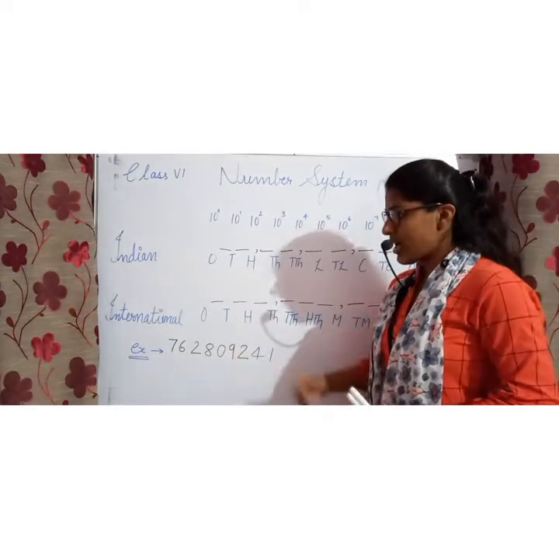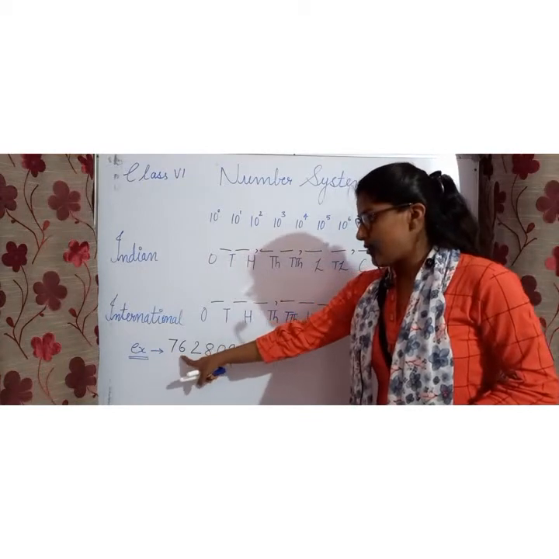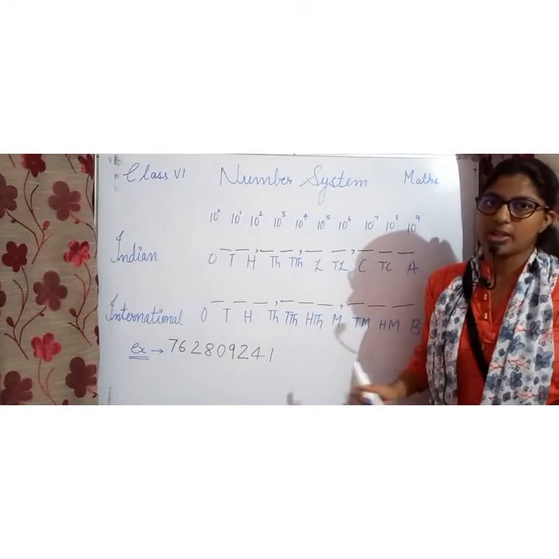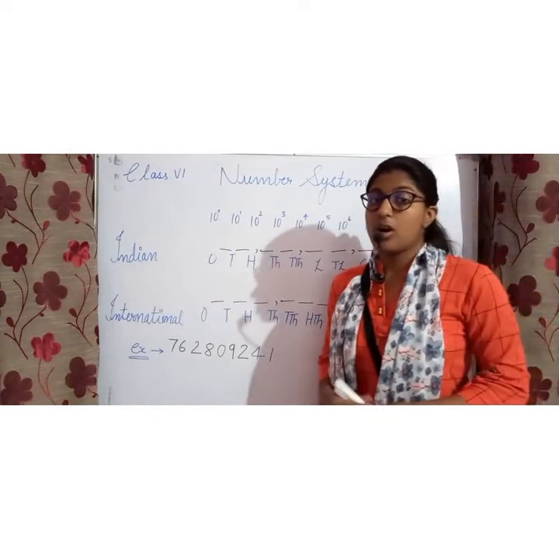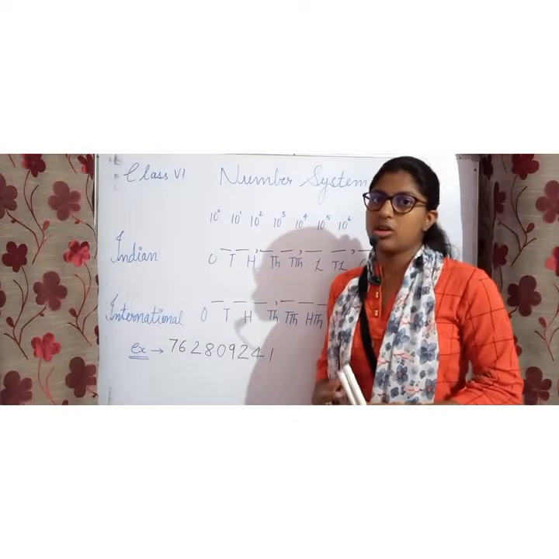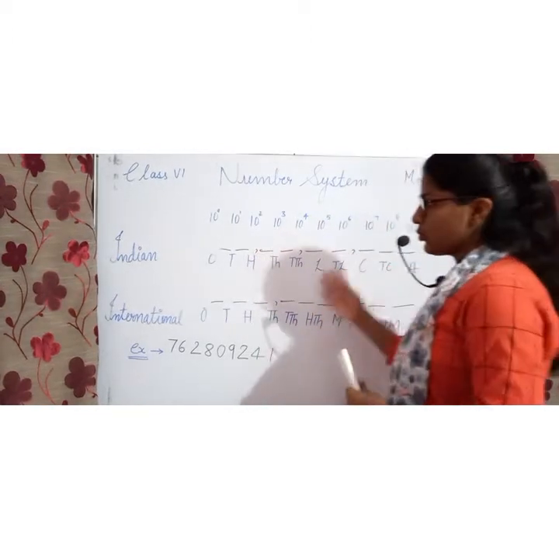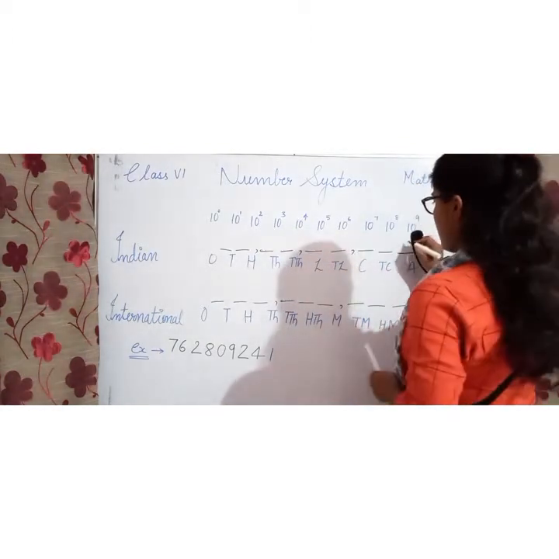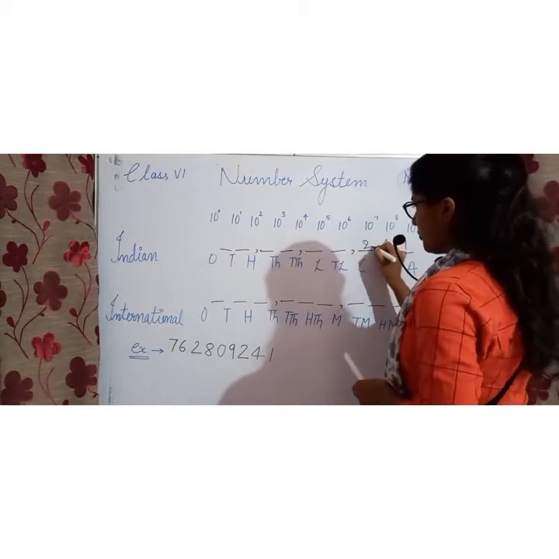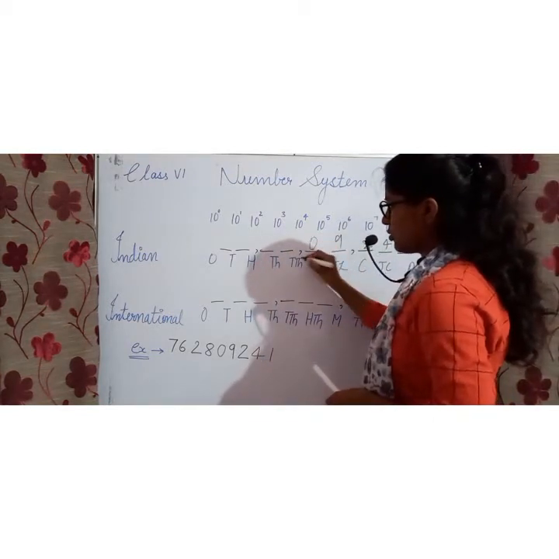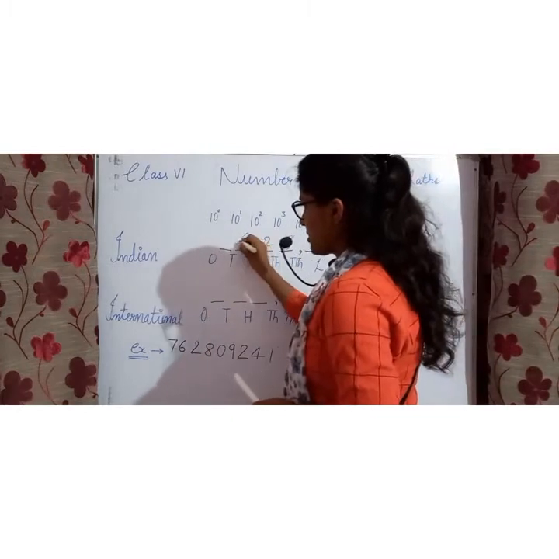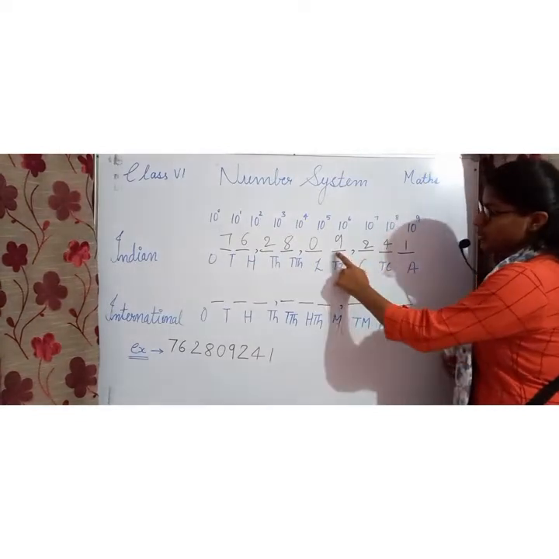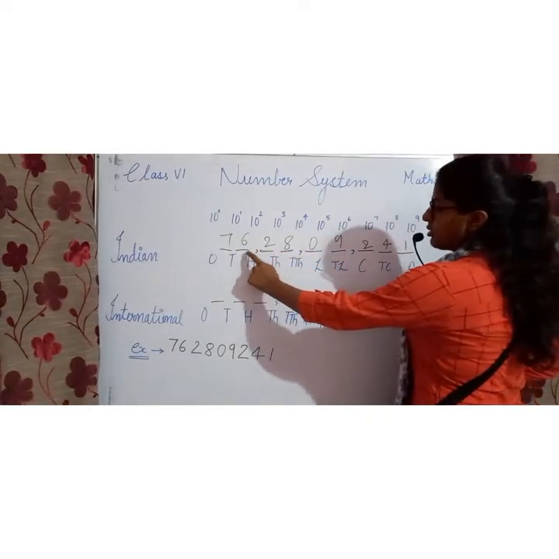Okay, now see one example here. 762809241. This is a number. We can't read this number because no commas are here. So we read it according to the Indian number system, or according to the international number system. Now check it. When we are using this number in the Indian number system, we place it like this: 1, 4, 2, 9, 0, 8, 2, 6, 7. Okay. Now, ones, tens, 100, 1000, 10,000, lakh, 10 lakh, crore, 10 crore.